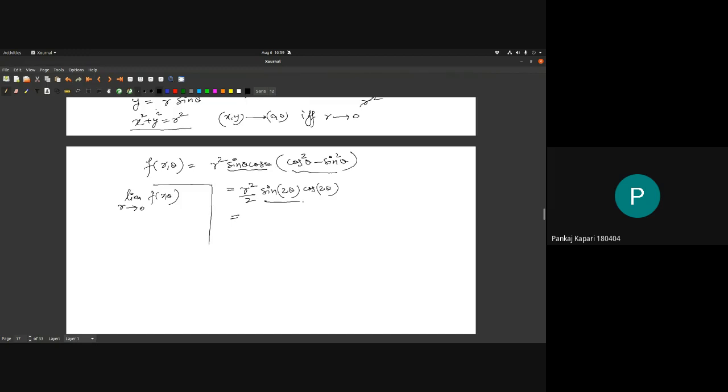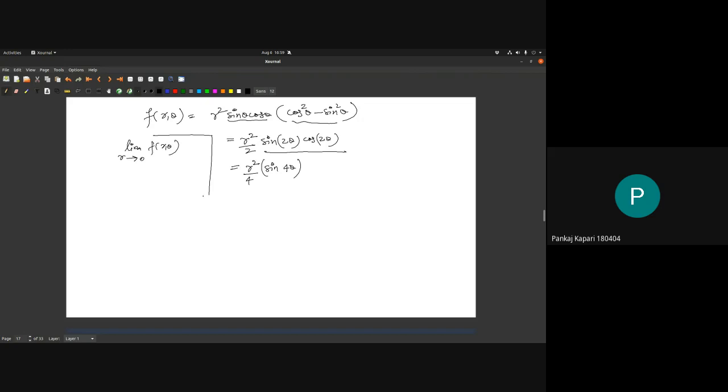You can see again we can combine these two functions. Again multiply by 2 divided by 2, then this turns out to 4, and this becomes sine of 4 theta. Okay. Now notice that the modulus of the function, which is always bigger than or equal to 0, is always less than or equal to r square by 4, right? Why? Because sine function is bounded. Sine 4 theta is always less than or equal to 1. Okay.